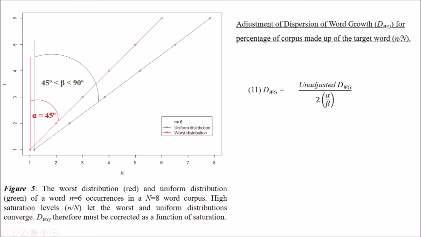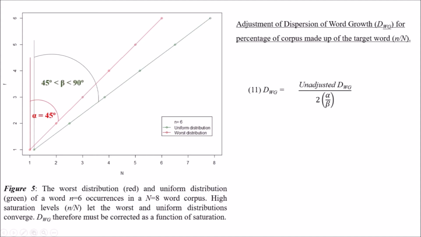If the uniform distribution is very far away from the worst distribution, then the angle beta will be close to 90 degrees. 45 degrees divided by 90 degrees is 0.5, times 2 is 1. So the DWG value will basically be the same as the unadjusted DWG value divided by 1. However, if the uniform distribution is very close to the worst possible distribution, then the angle beta will be close to 45 degrees. 45 degrees divided by 45 degrees is 1, times 2 is 2, and so the DWG value will basically be cut in half and tend towards 0.5.